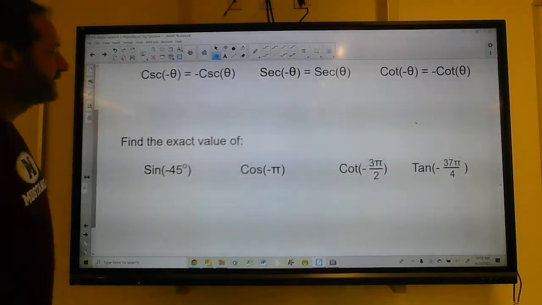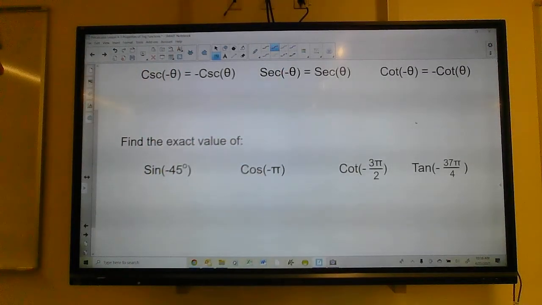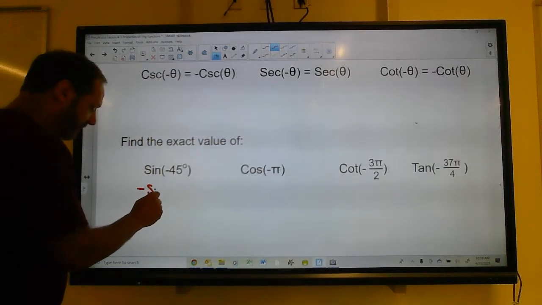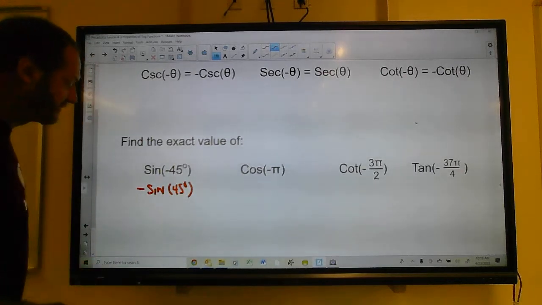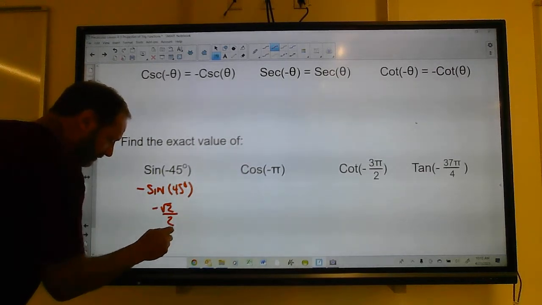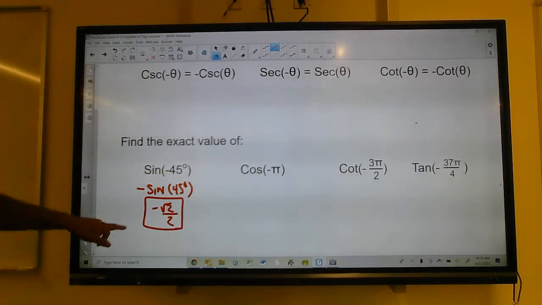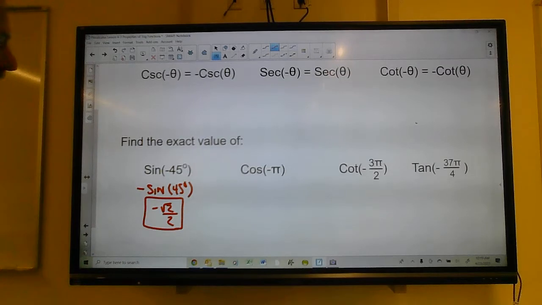Okay, so now it gives me some things here. Find the sine of negative 45. Well, I can just pull the negative out in front of this, so it's going to be negative sine of 45. The sine of 45 is the square root of 2 over 2. So it's just going to be negative square root of 2 over 2. Boom, done. Exact value, do not convert this to a decimal. Did it all in my head.